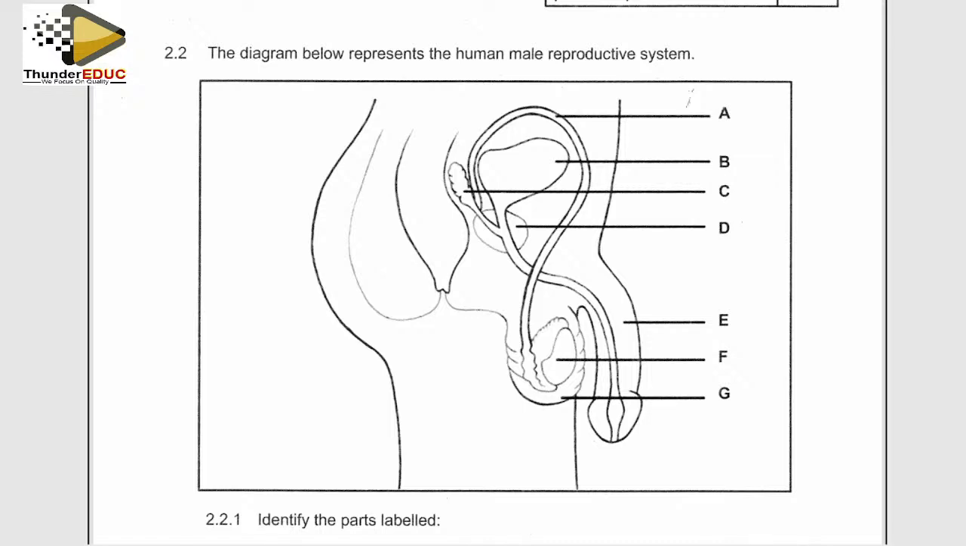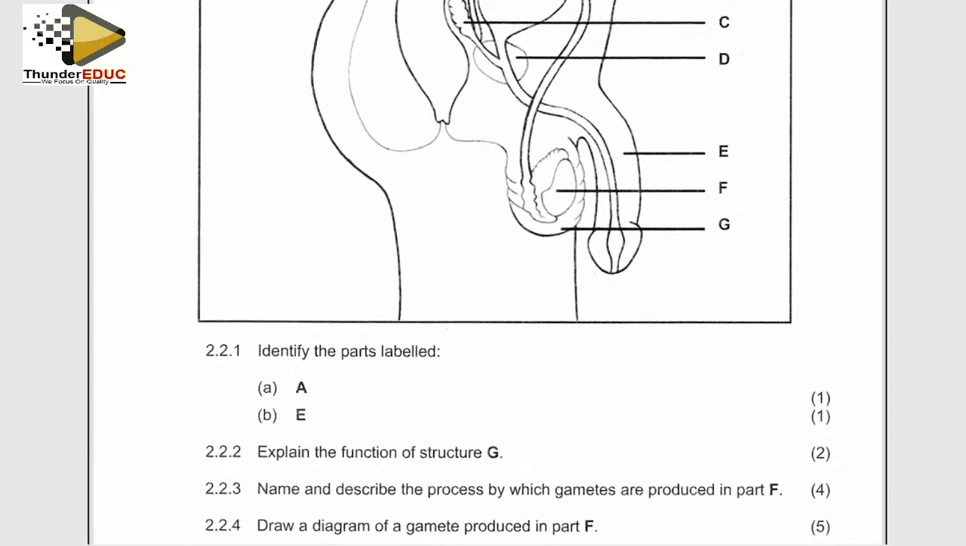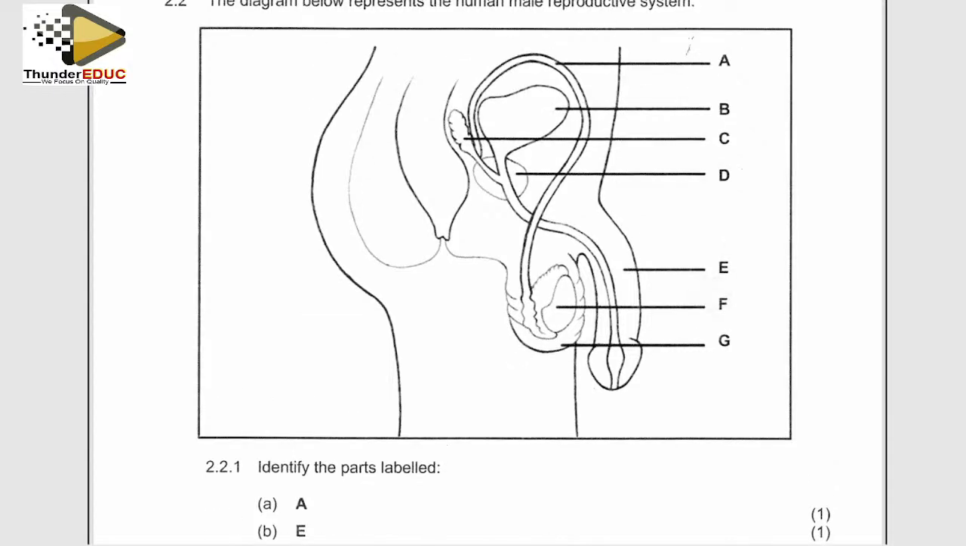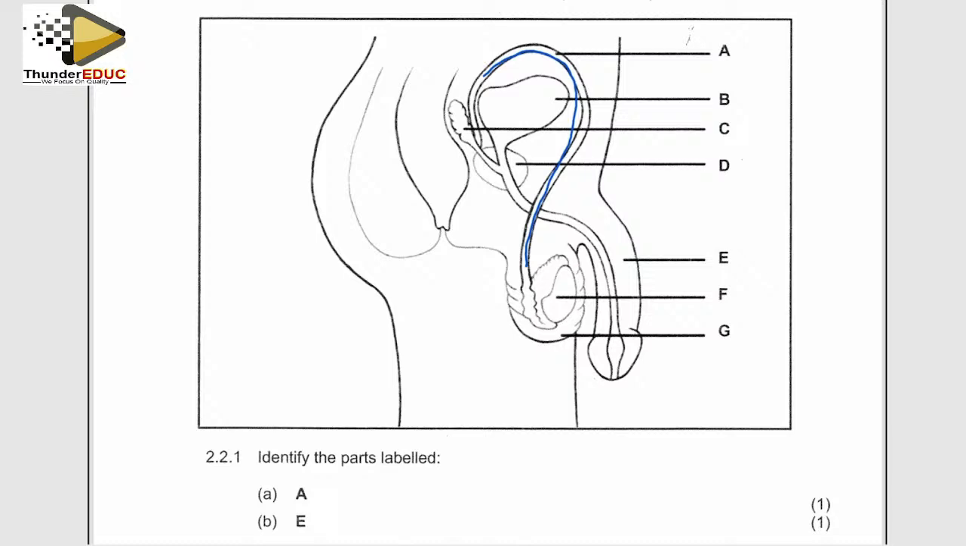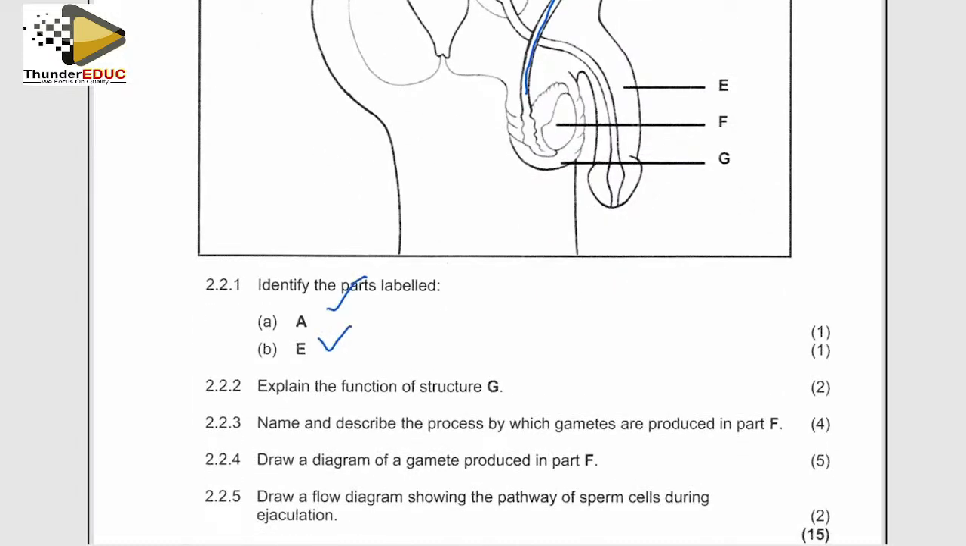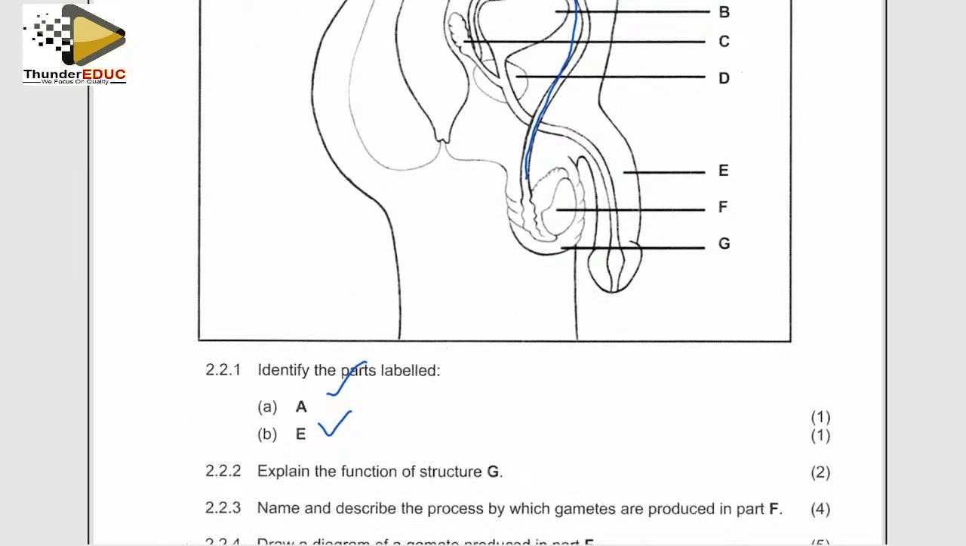2.2, they're saying that the diagram below represents the human male reproductive system, of which you have this. They're saying identify the part labeled A. I told you to follow. So A is the vas deferens. Then B, please don't call this sperm duct. Then E is the penis.